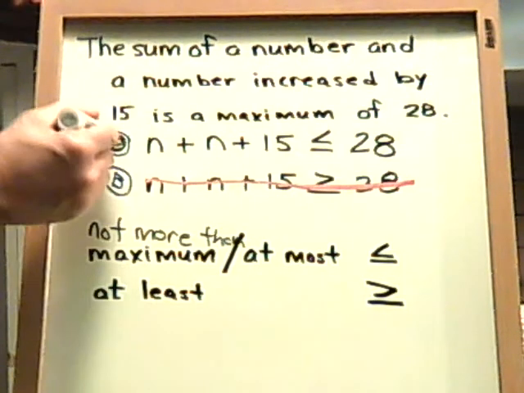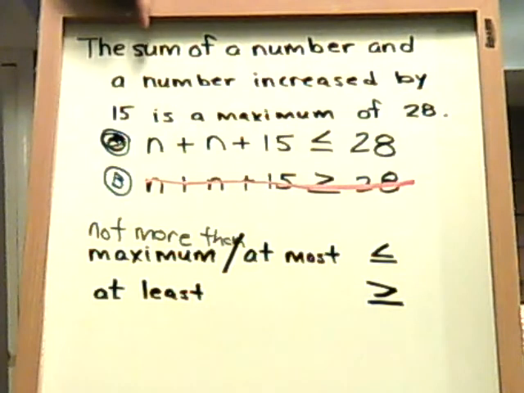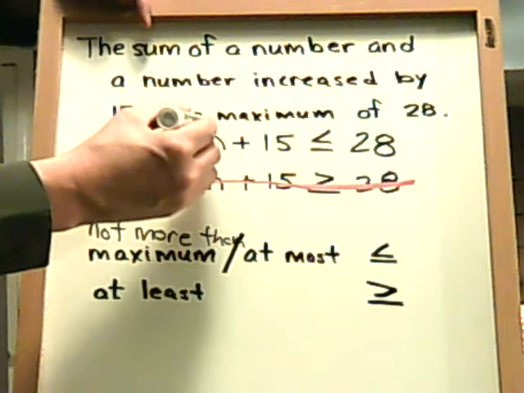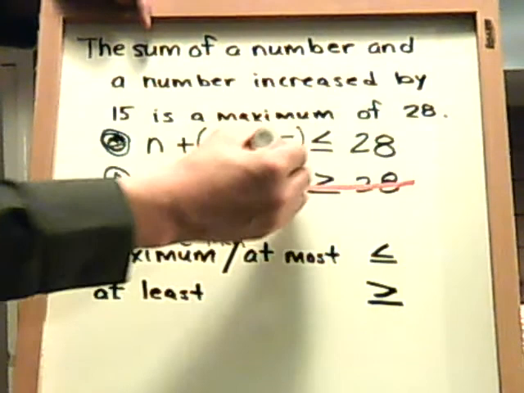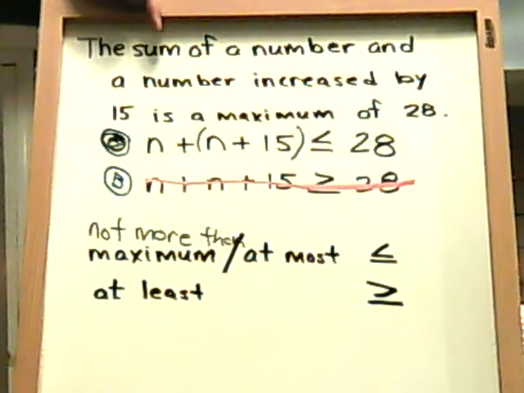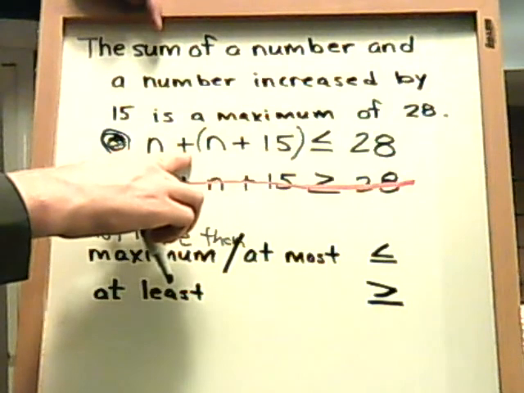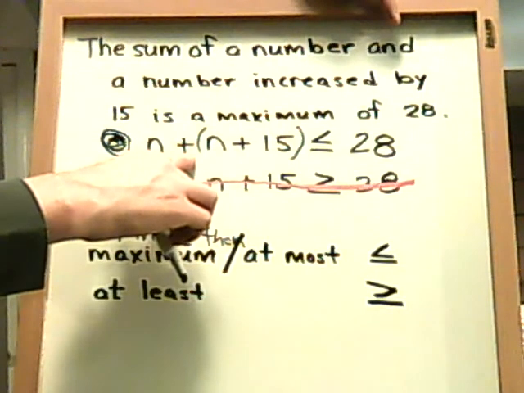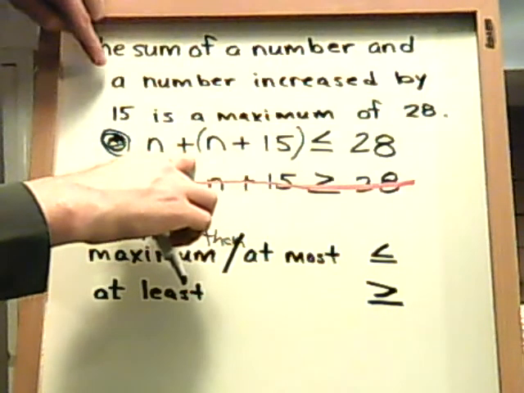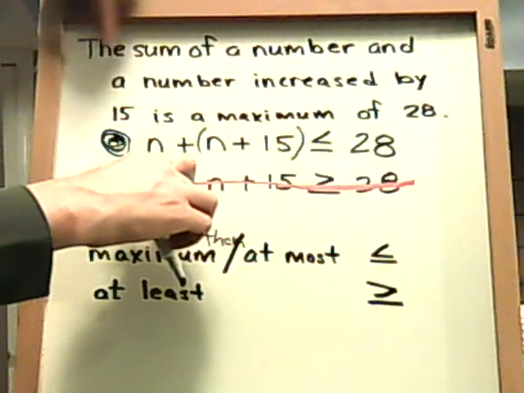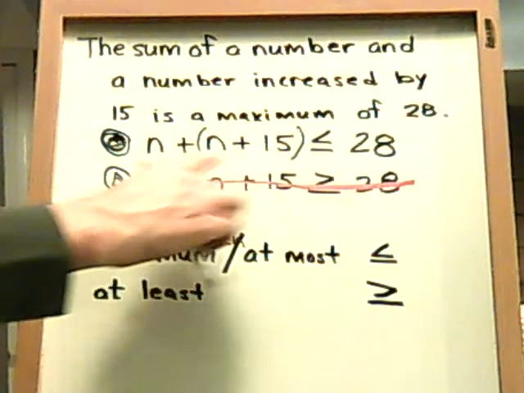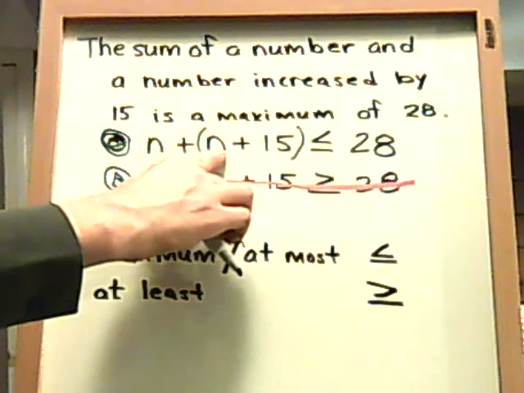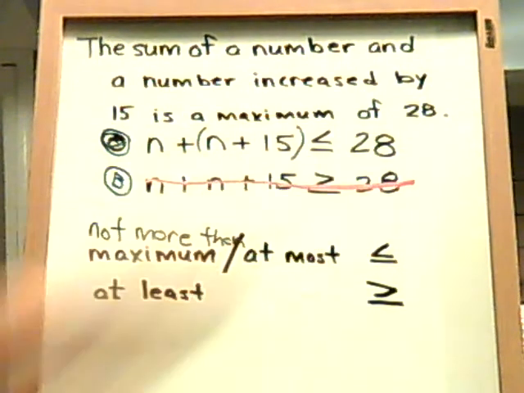Now the other way, the way you do this is you're looking at the sum. Okay, so the sum means you're going to add the next two things together. Really, we might even put parentheses here, like this. So it's a sum of what? Okay, we're talking about this plus n. And then it's the next two things. A number, so that's this n. And this is the and. So the sum of a number and a number increased by 15. So in parentheses here we have a number increased by 15. And is a maximum of 28.